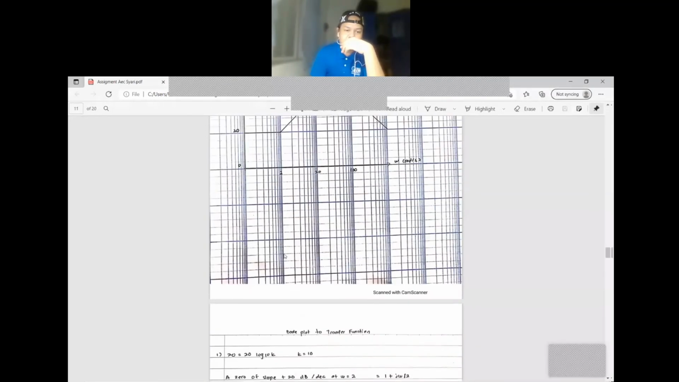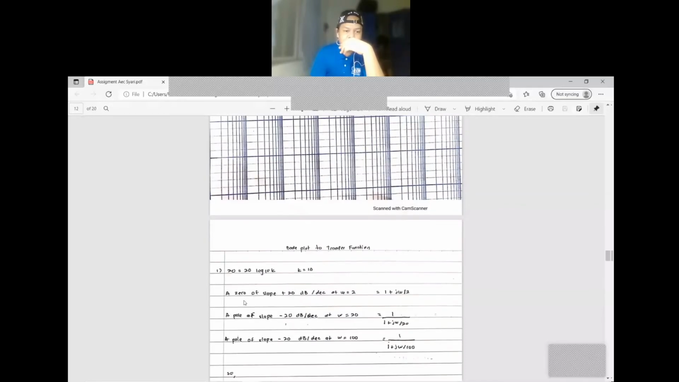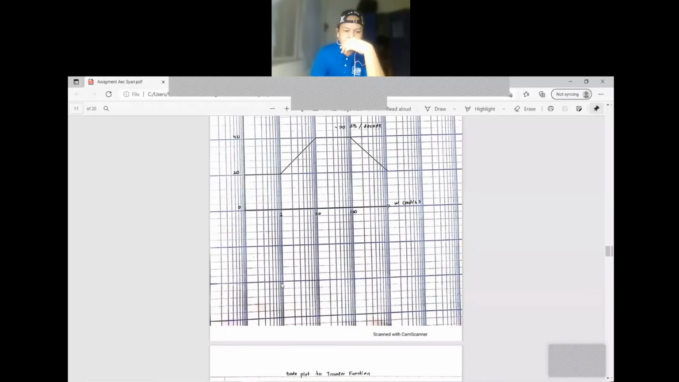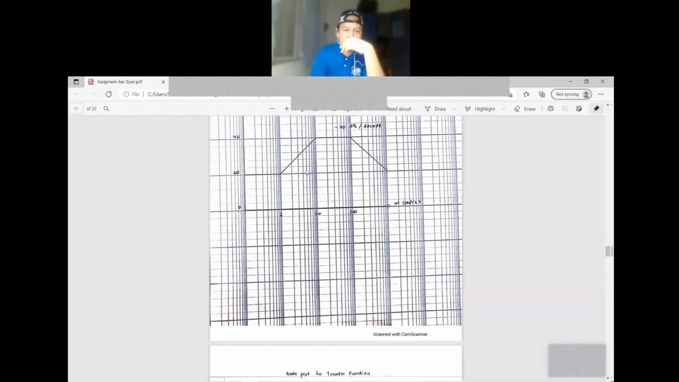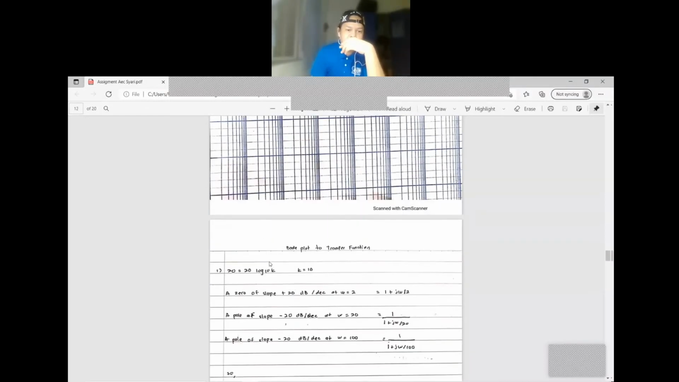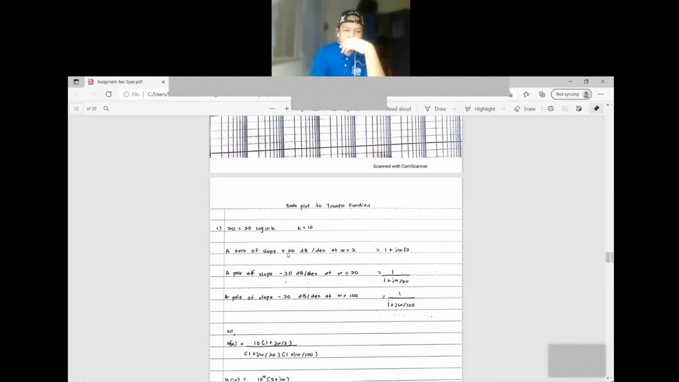For the second one, the line from 20 is going up to 40. This means it is a positive 20 dB per decade. So a zero with slope 20 dB per decade at omega equal to 2, and we write down the formula 1 plus j omega divided by 2.